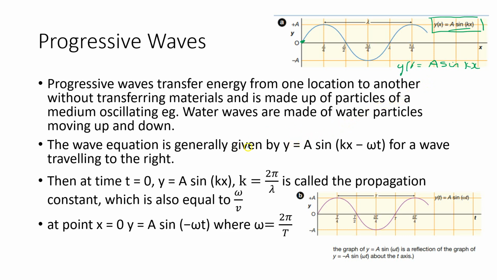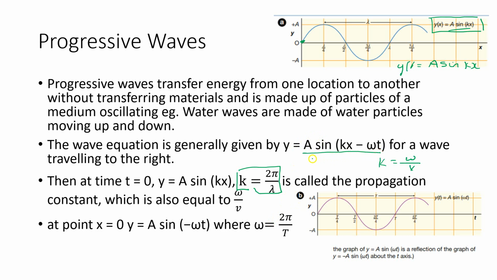How do we find the propagation constant? The propagation constant here is equal to 2 pi divided by our wavelength. All right. So if you want to find the propagation constant, this is what you would use. There's another formula that we can also use to find the propagation constant, and that is k equal to omega divided by the wave speed. All right. So that's something you can also use to find the propagation constant. Okay. So just remember this equation for a wave.